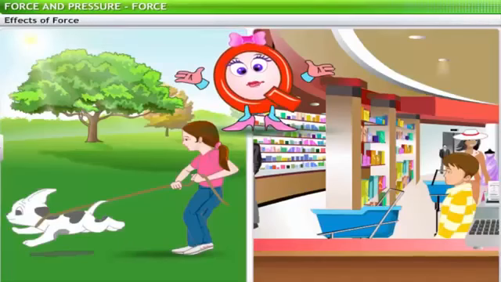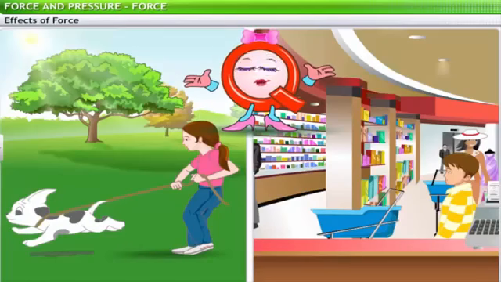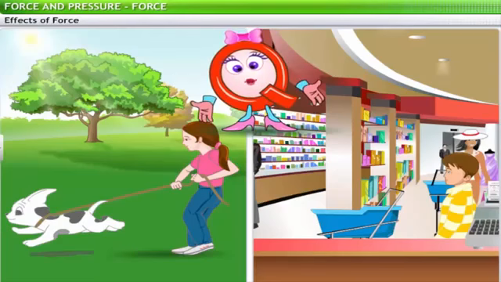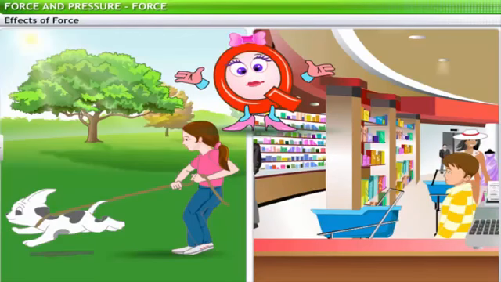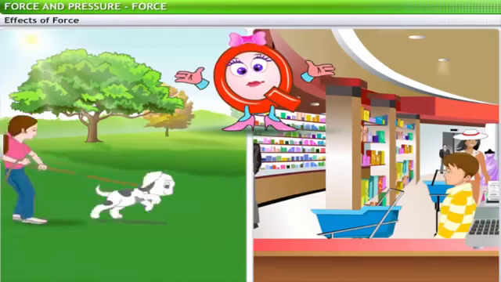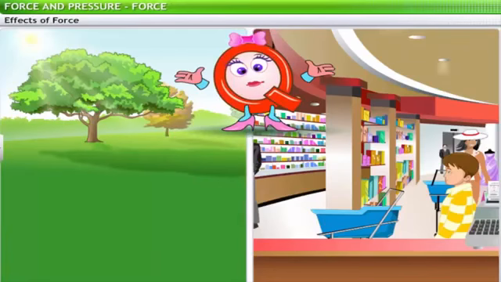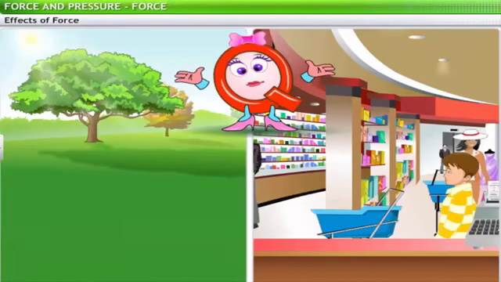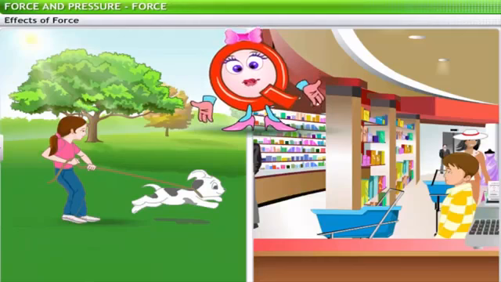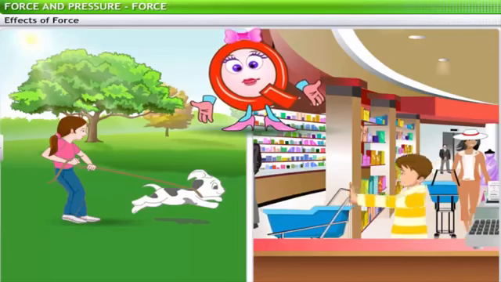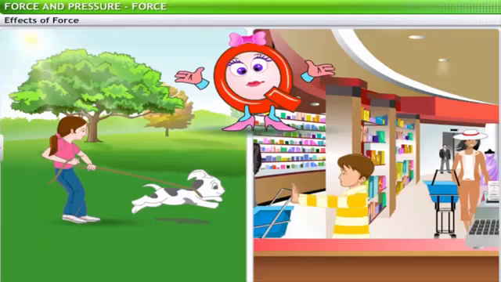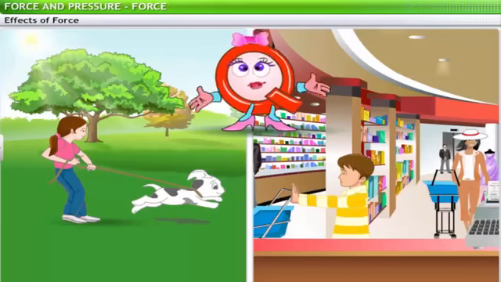To understand how force changes the state of motion of a body, let's check out some of the scenarios from our everyday lives. Here, Tina is in the park walking the dog. Terry, slow down. She is trying to stop the dog from running away. On the other hand, look at James pushing the shopping cart, which is initially at rest.